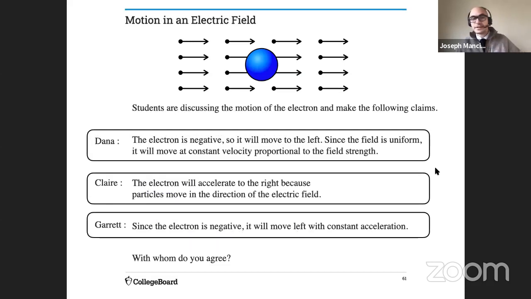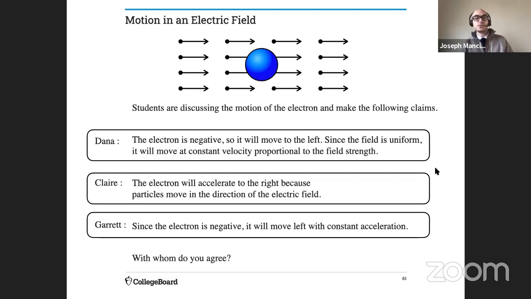So, 3 people sitting at home watching this presentation right now. Mr. Eden, I think they're having an argument. They're discussing the motion of this electron, and those 3 people make the following claims. Dana says the electron is negative, so it will move to the left. Since the field is uniform, the electron will move with constant velocity that's proportional to the field strength. So more strength, more velocity, electrons go left.